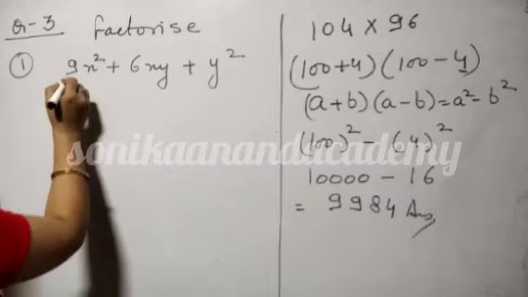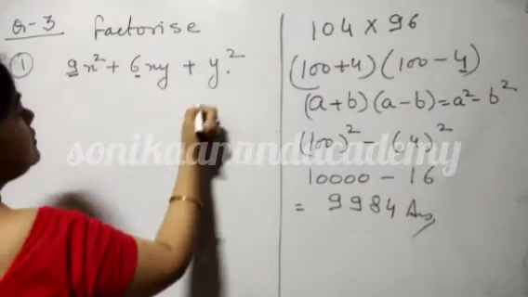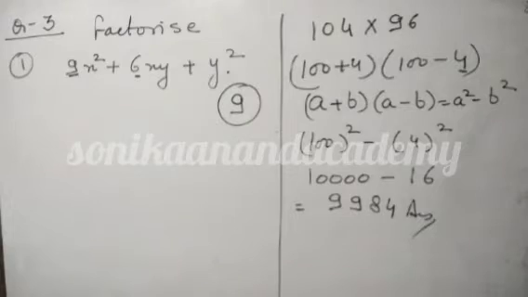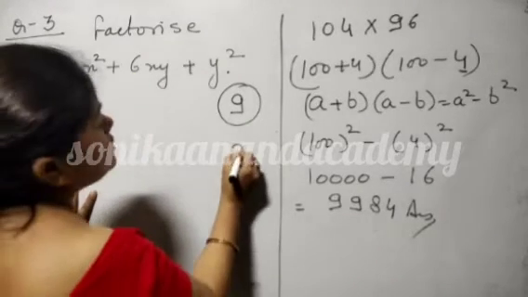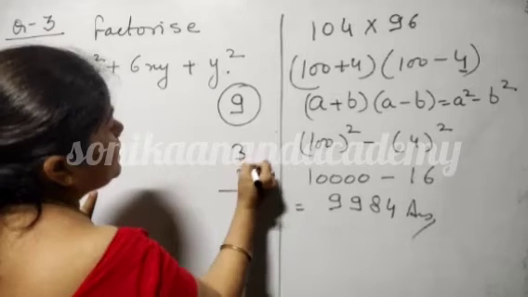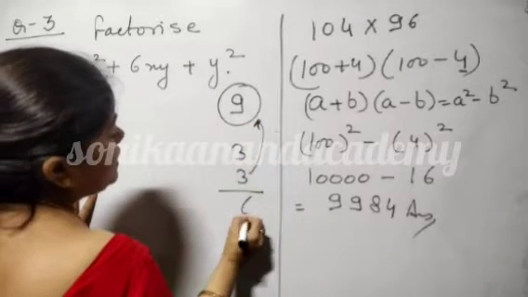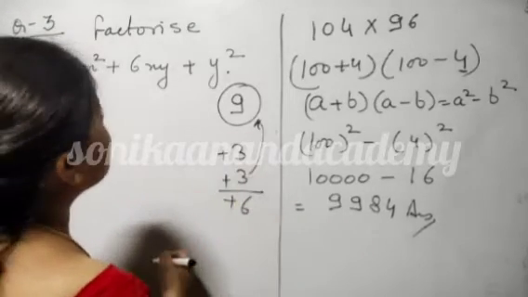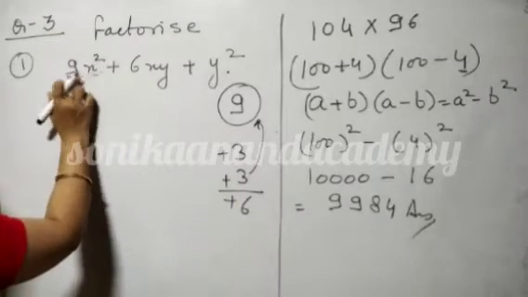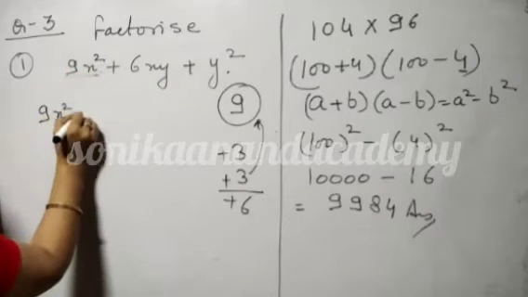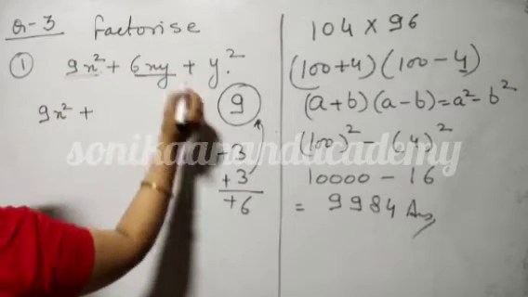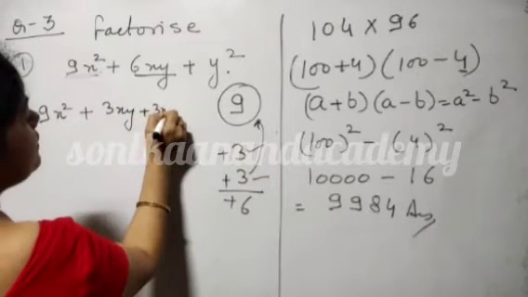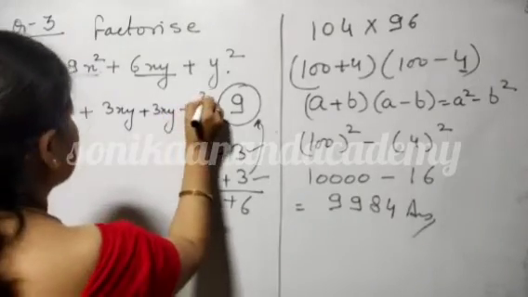If we compare, this is A, this is B, this is C. So there are two digits which, when multiplied, give 9, and when added, give 6. So we get 3 into 3, which on multiplication gives 9, and when we add, we get 6. So it is overall plus. Here, how will I write? This 9x square plus 6xy is broken into 3xy and 3xy, and this is y square.